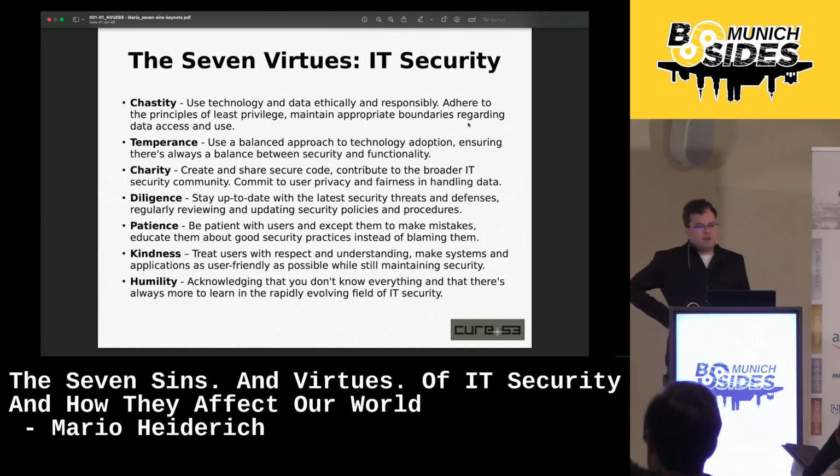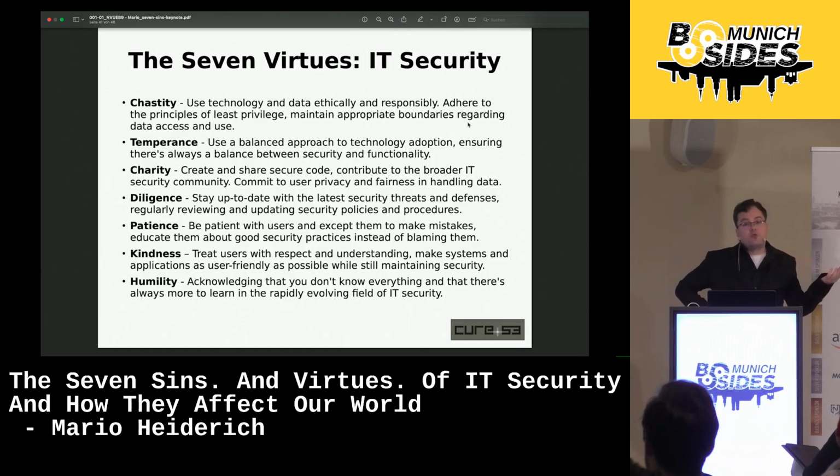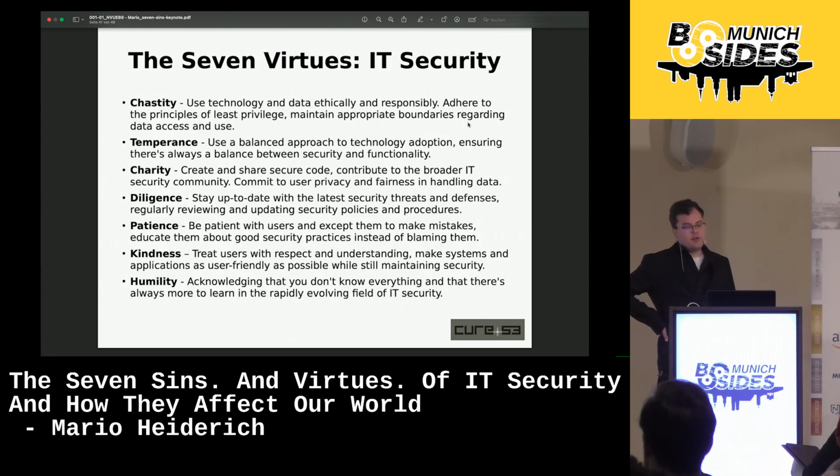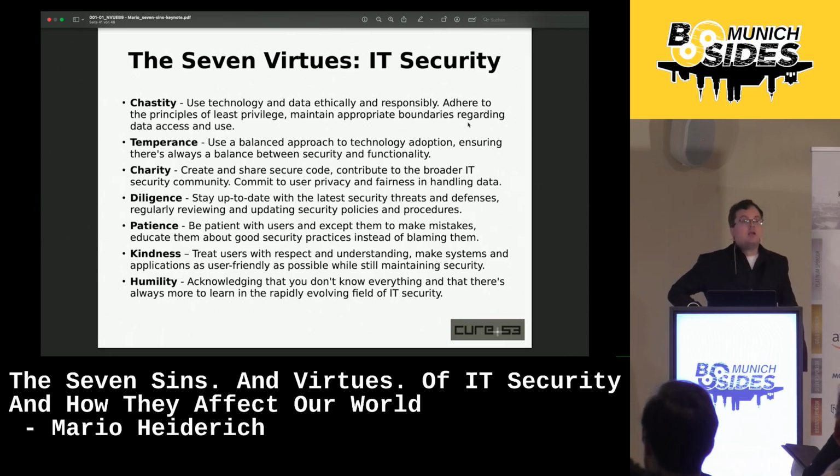Then we have the topic of charity, where we create and share secure code, we contribute to libraries, we contribute with patches, we submit pull requests on GitHub, and we contribute to the broader IT security landscape, making sure that our knowledge doesn't go away with us, but that it's persisted, and that we actually give something back for all the things that we take.